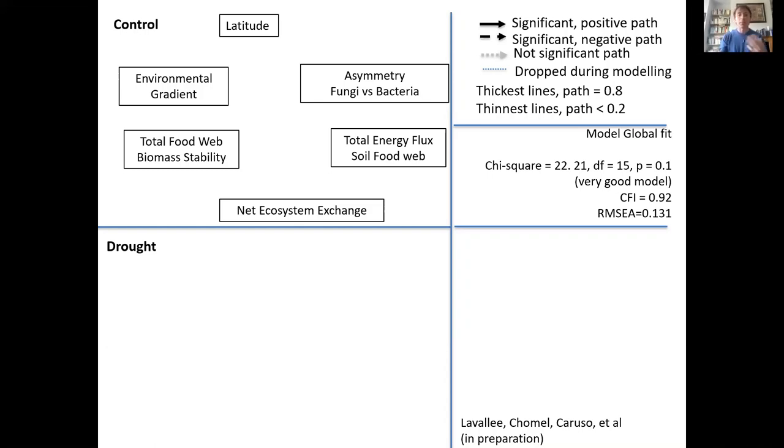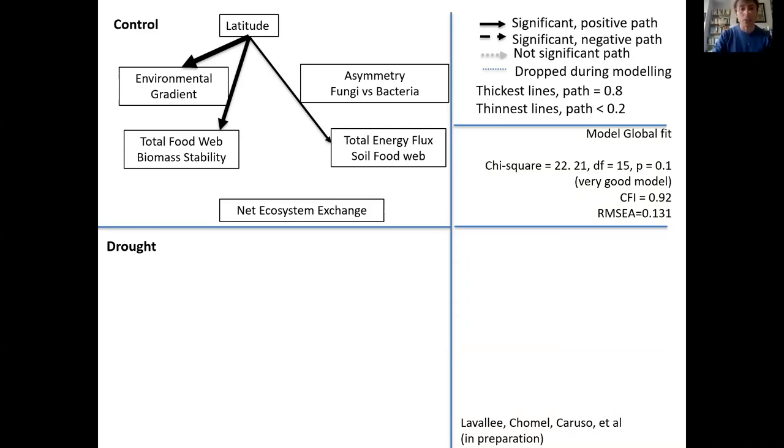For example, the asymmetry in energy fluxes between fungi and bacteria, but also environmental gradients, which were mostly due to the way the land was managed, and latitude, which is a key driver of species metabolisms. So we came up with a number of relationships, and I will now show you what the relationships look like in the control food web.